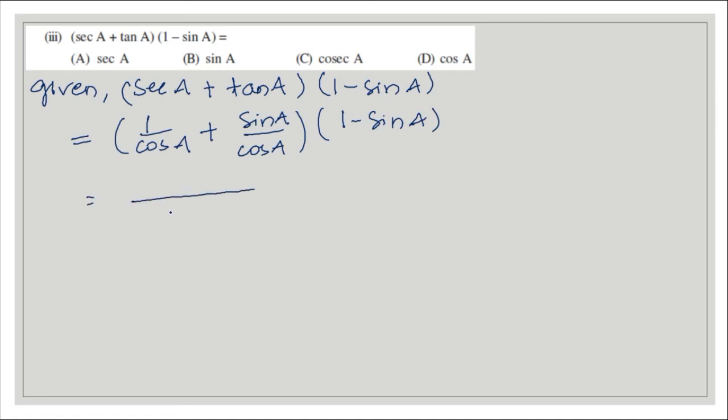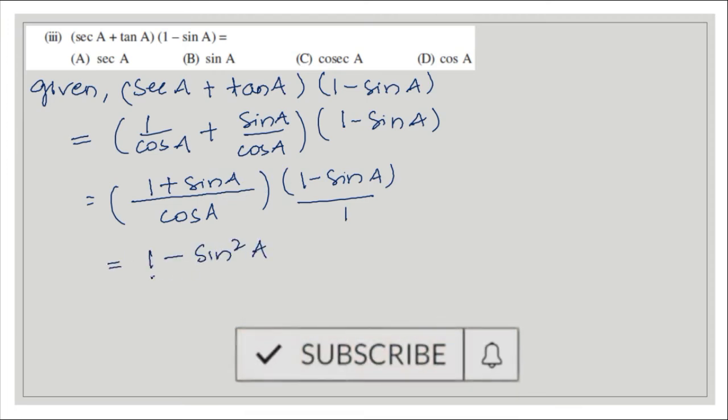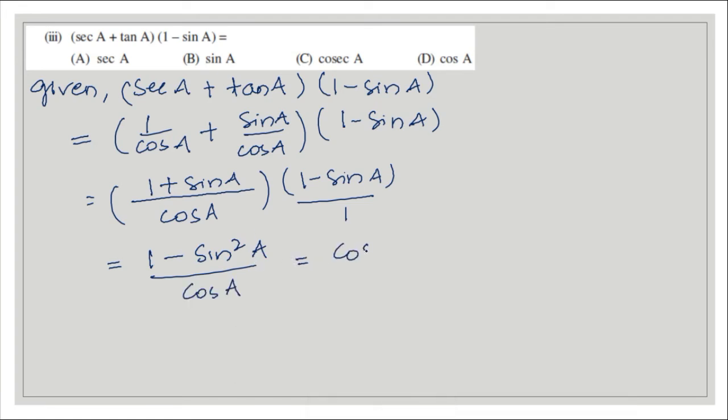On taking the LCM here, we get cos A in the denominator, and in the numerator it will be 1 plus sin A. Now look at this. I can write this as divided by 1. Now the numerator, there is something like a plus b into a minus b, which is a square minus b square. So it is 1 minus sin square A divided by cos A. 1 minus sin square A is cos square A divided by cos A. One of the cos will get cancelled and the answer left out is cos A.